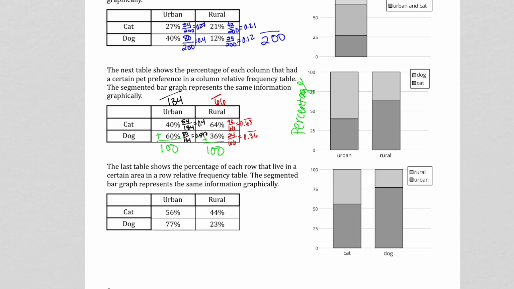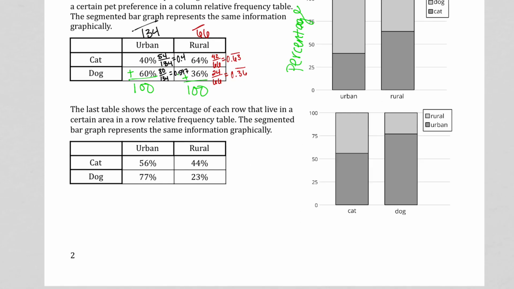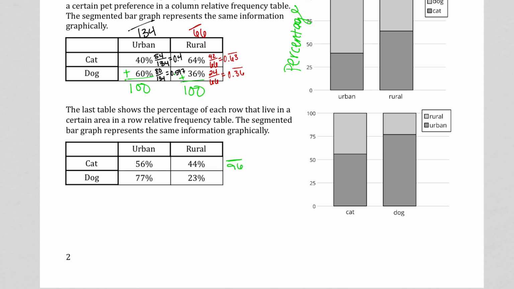All right, our next table, our last table, shows the percentage of each row that live in a certain area in a row relative frequency table. So now we're going to be looking at our total for dog being 104 and our total for cat being 96. So that's what we're dividing by. We're dividing by the number in the row. So divide by 96 and 104. That's what we're doing there. So for the cat, we had 54 for urban cat.